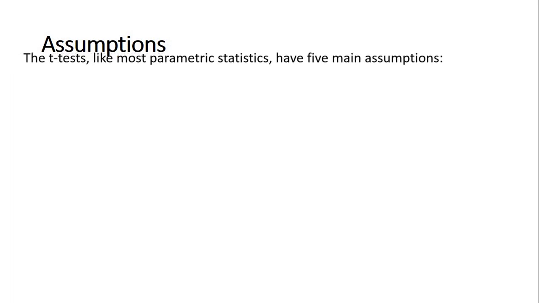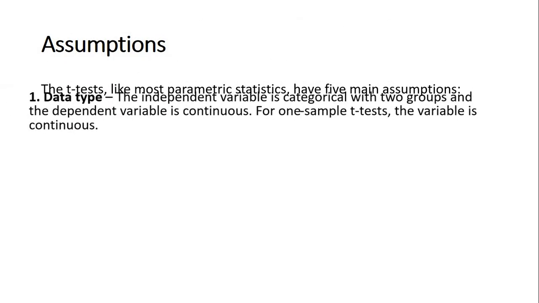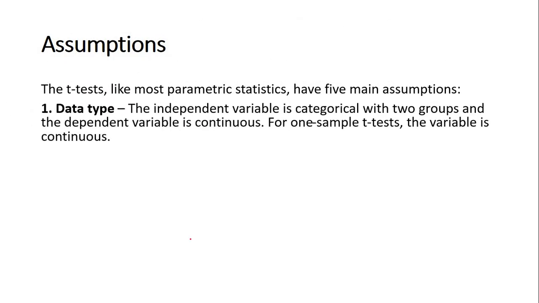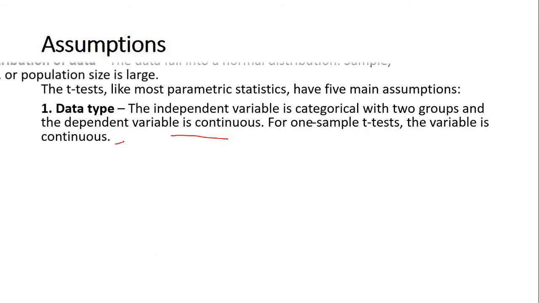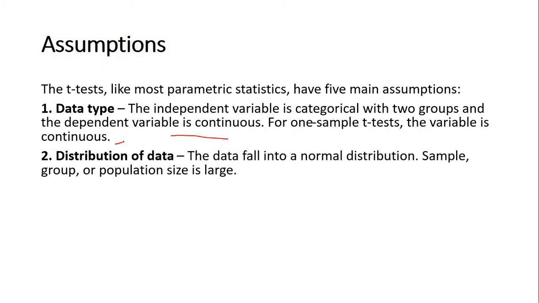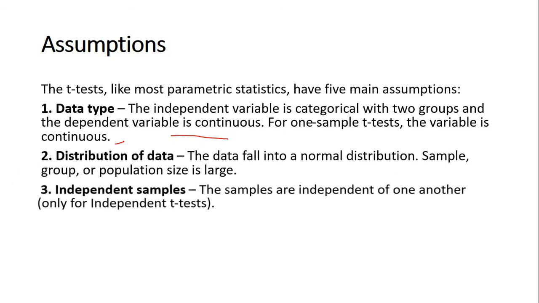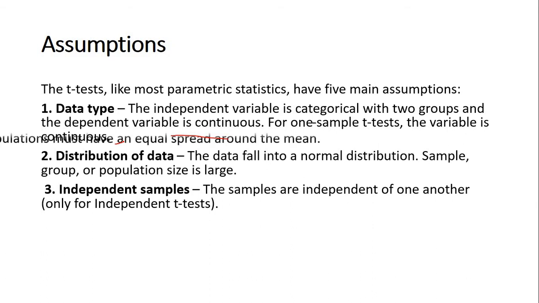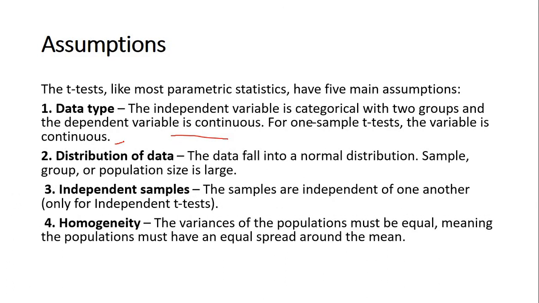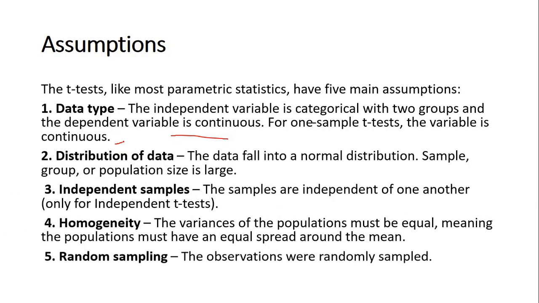There are some assumptions to satisfy for applying the t-test. Our first assumption is on the data set: the independent variable is categorical with two groups and the dependent variable is continuous. For example, in one sample t-test the variable is continuous. Second is the distribution of data: data should be a small sample. Then independence of samples, homogeneity, and random sampling.